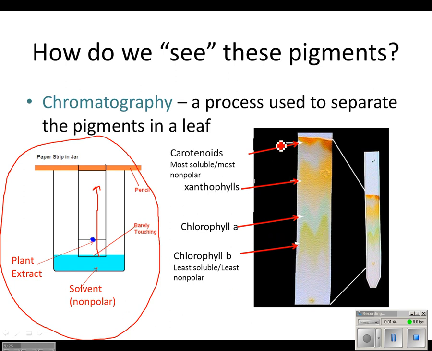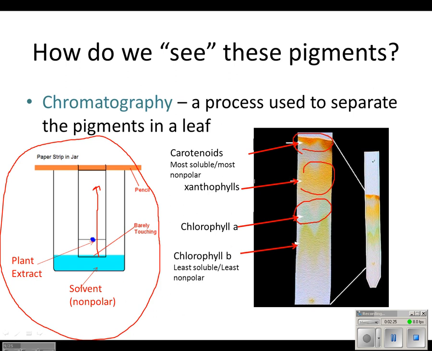If we look at the paper over here, we can see that the bottom pigment here is chlorophyll B, which is actually the least soluble, and it's the least nonpolar. Then we have chlorophyll A, which is kind of hard to see. It's kind of this teal color here. Xanthophylls are in here, and then we go to the carotenoids. Now these pigments all separate based on their solubility. The most soluble pigments will go all the way to the top, and they are the most nonpolar. Remember, like dissolves like, so nonpolar will dissolve nonpolar. That's why we use a nonpolar solvent.